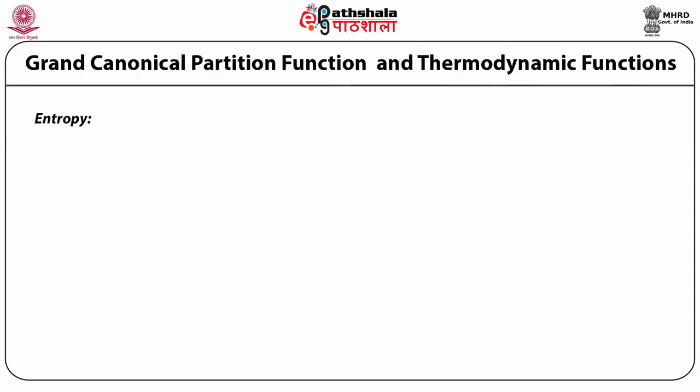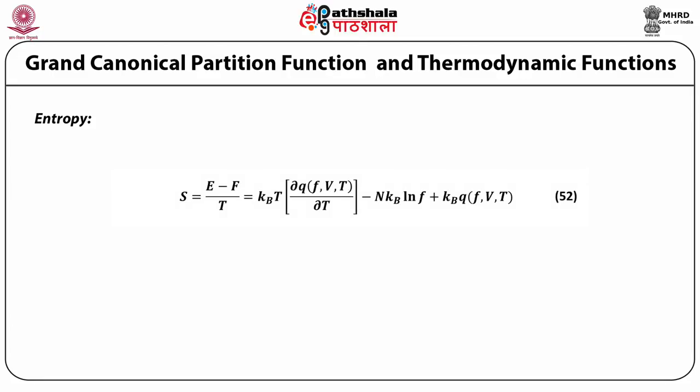Now the entropy S can be written as S equal to E minus F upon T, which is equal to kBT multiplied by the partial derivative of the Q potential with respect to temperature minus N kB log of fugacity plus kB multiplied by the Q potential.